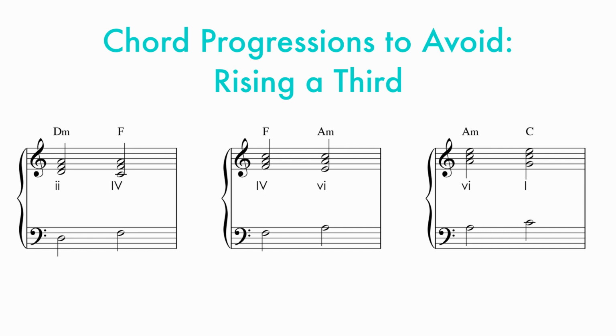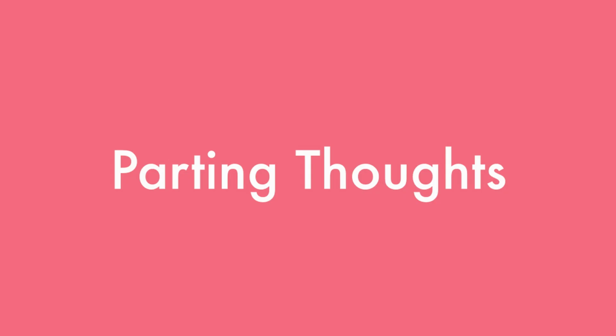And then lastly, chords rising a third is also considered weak in the classical context. That would include the chord progressions 2 to 4 or D minor to F. It would also include the chords 4 to 6, which is F to A minor. And it would also include the chord 6 to 1, which is A minor rising up a third to C. So that's how all of the chords of the major key in a classical context like to behave.